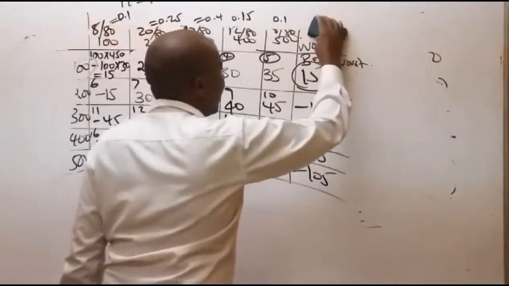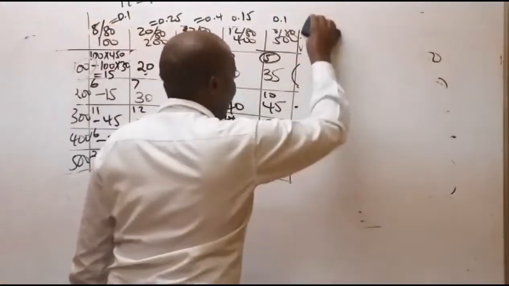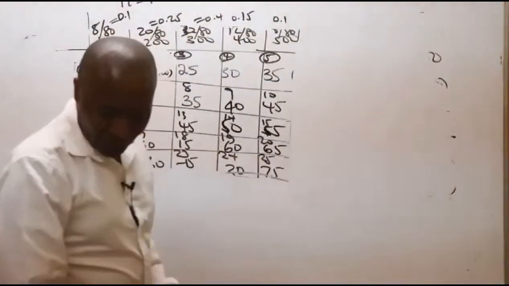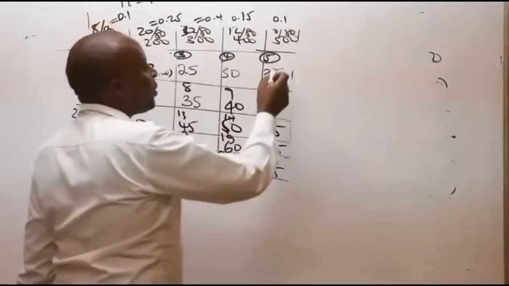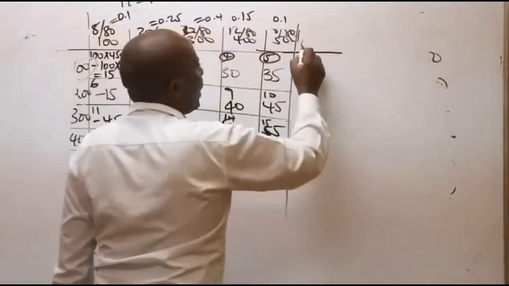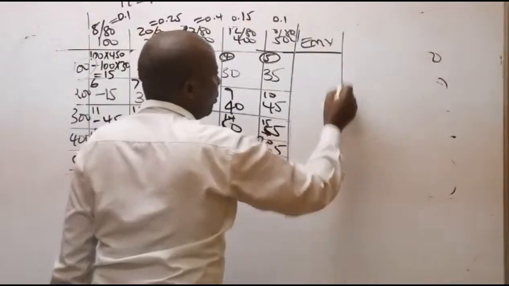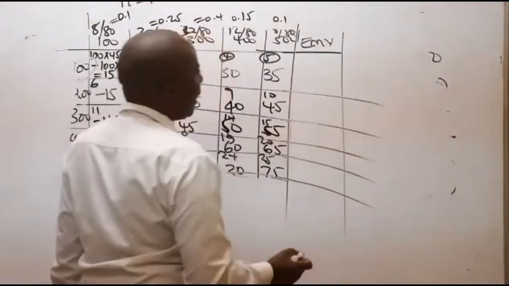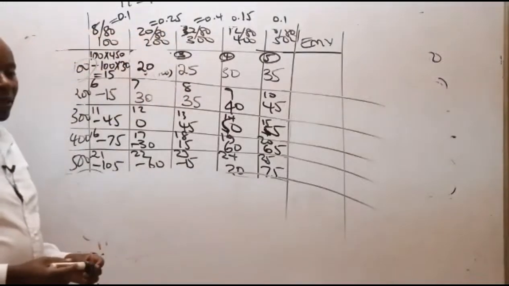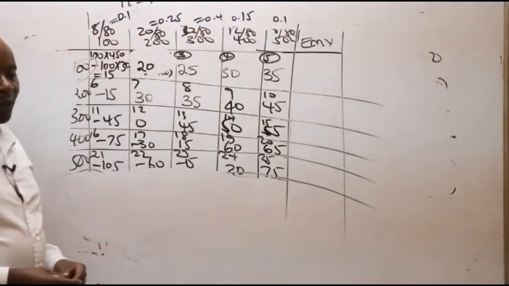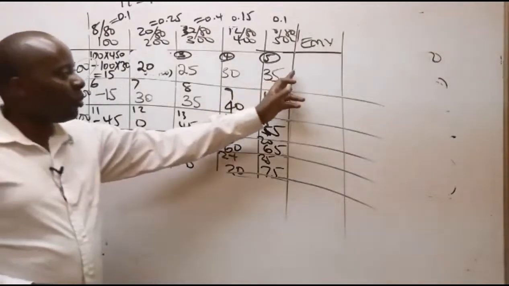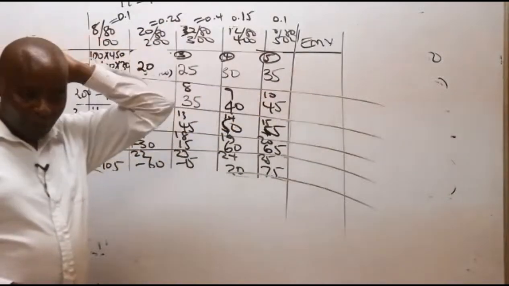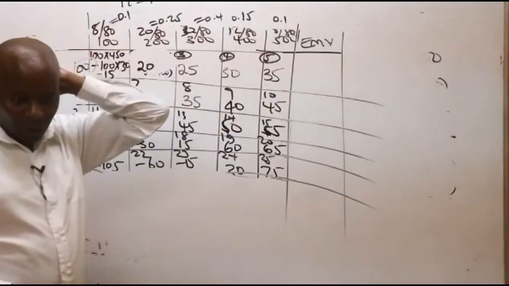Now out of this, I should be able to get expected monetary value for them. I have a very good book, but for your case, you can't do that. So come here, ladies and gentlemen, and give us expected monetary value. What shall we do to get the expected monetary value of the first alternative?